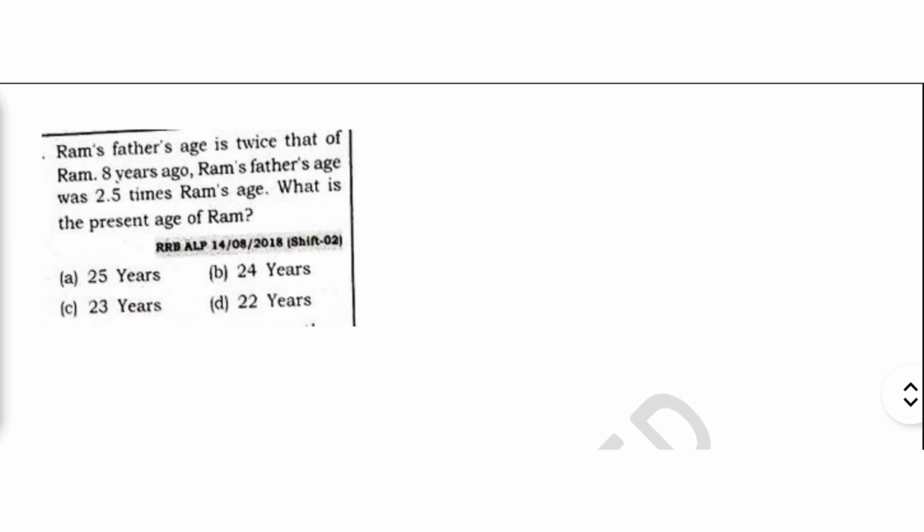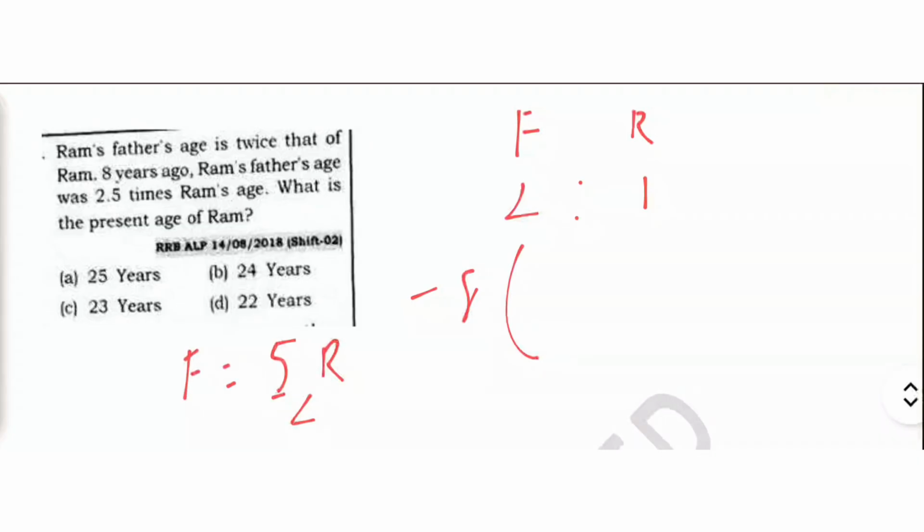Ram's father's age is twice that of Ram. This is father, this is Ram. Ram's father's age is twice that of Ram. 8 years ago, means minus 8 years ago, Ram's father's age was 2.5 times of Ram, means 5 by 2. Ram's father's age was 2.5 times of Ram, means father was 5 and Ram was 2.